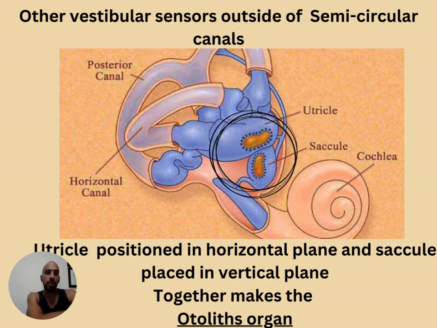And here I have it circled out. So as you can see, the otolith organ is circled out. It consists of two organs. You have the utricle positioned in the horizontal plane and the saccule placed in the vertical plane. Together they make the otolith organ. And I'm going to say what exactly that is.